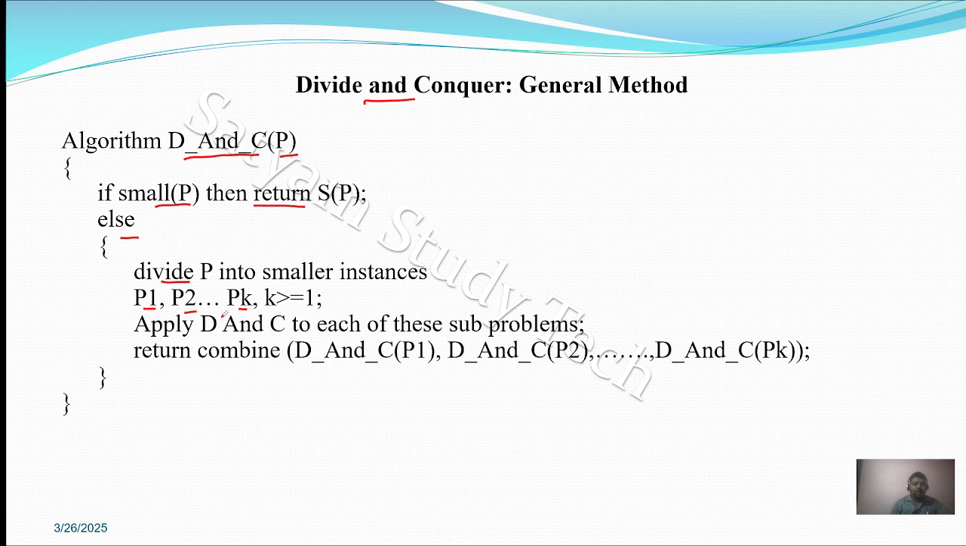So the entire problem is divided into a number of subproblems. Then apply divide and conquer to each of these subproblems, find the solutions of each of them, and combine them. The subproblems P1, P2 and so on, you can solve individually. Then you can combine those results and ultimately get the entire problem's solution. So this is the divide and conquer general method. In later classes you will see where you can apply the divide and conquer strategy.